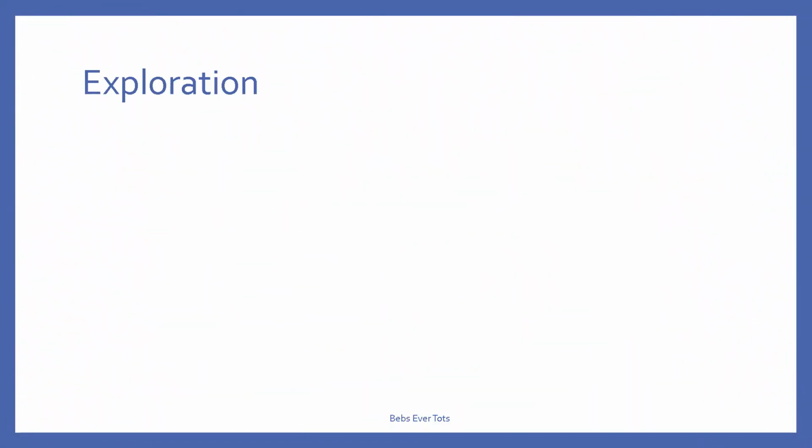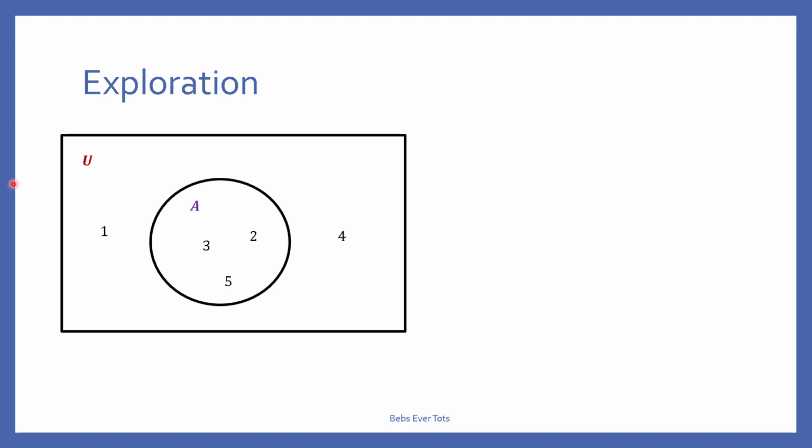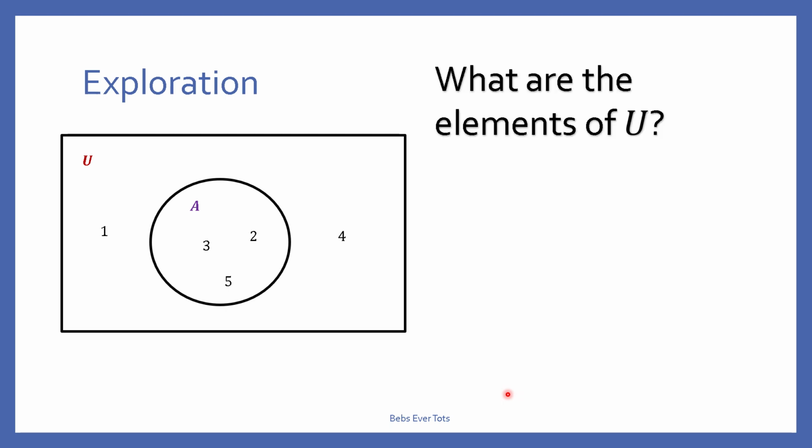Let's explore. Given this model, this is the universal set. Everything contained in the rectangle are the elements of the universal set, while elements inside the circle are the elements contained by set A. Now, let's have some examples. What are the elements of the universal set? The elements of the universal set are 1, 2, 3, 4, and 5.